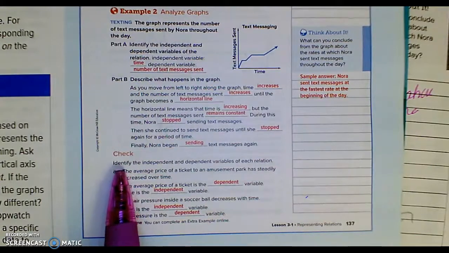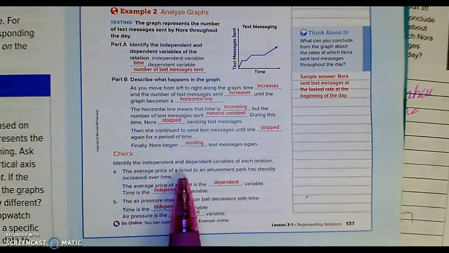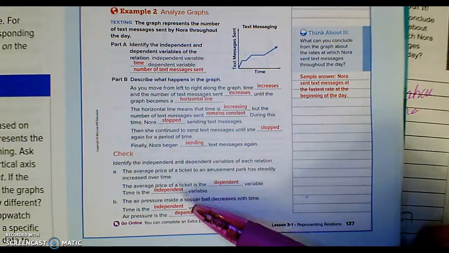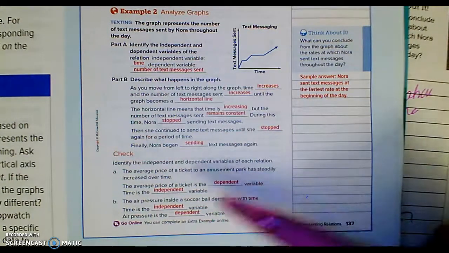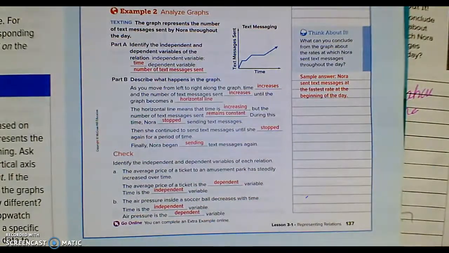They want you to check the independent variables for each relation here. The average price of a ticket to an amusement park has steadily increased over time. So time, again, is almost always going to be on the horizontal axis. If you know that to be the case, that means you can at least answer the time part first, and then go back and answer the other part second. Again, the time part is almost always going to be independent. The other part's going to be dependent. And if you want to pause to answer those questions, go ahead.